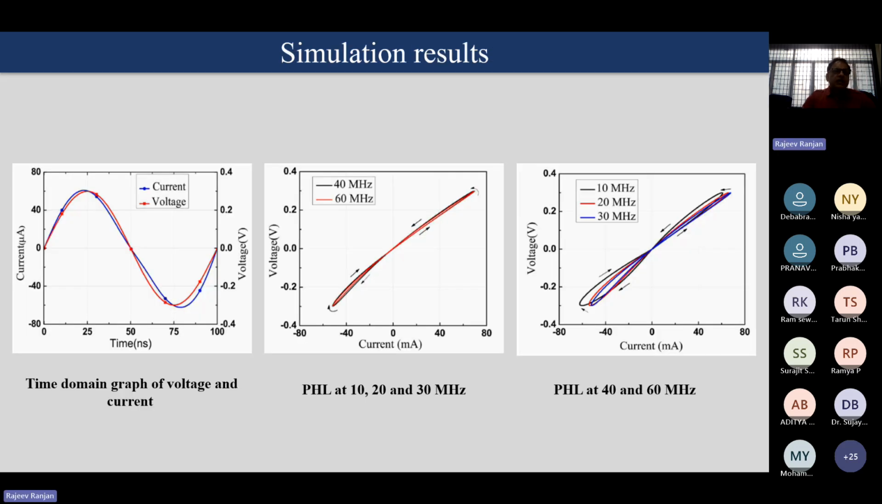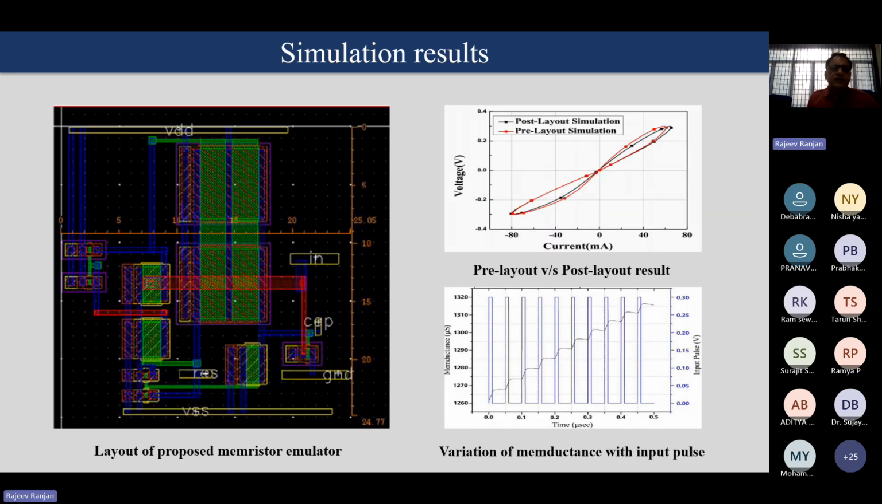These are the simulation results, the time domain graph and voltage. And this is the PHL at 10, 20 and 30 megahertz. And this is the PHL at 40 and 60 megahertz. This is the layout of this circuit. And this one is the pre and post layout result of the circuit and the variation of Memristor with input voltage. So this is again showing the non-volatile property of the circuit.